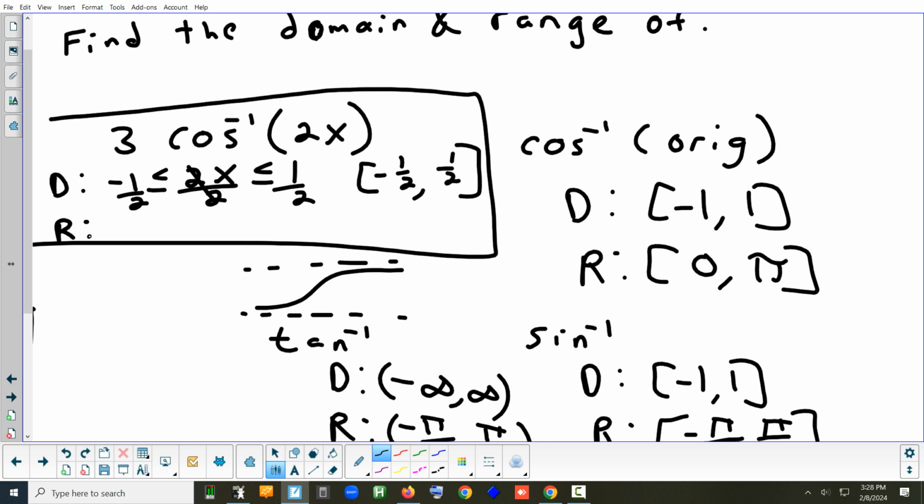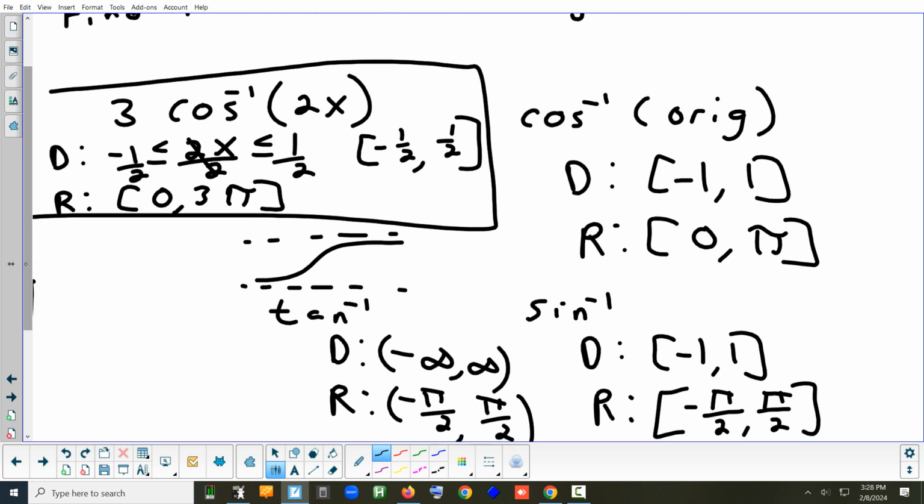And what number here is affecting the range? The 3. What's the 3? What kind of transformation? Vertical stretch. Vertical stretch by how much? Factor of 3. So if you take the range that you started with and you stretch it 3 times as much, what would it become? It would become 0 to 3 pi. And that's how you find the domain and range of an inverse trig function. Okay, all depends on the original. You really got to know that. Okay, any questions on that one?